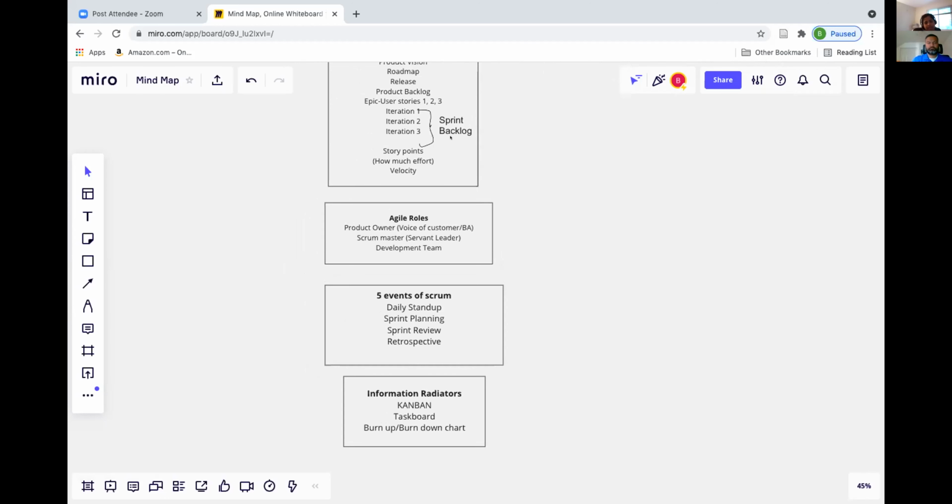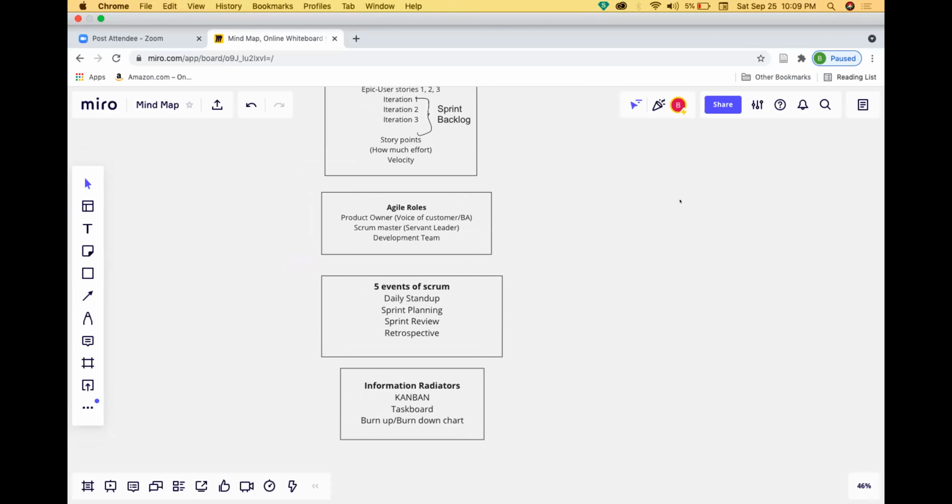Then below we have certain important roles in the agile project, starting with the product owner. He is the voice of the customer, and he will be directly interacting with the customer to get all the requirements for building the product. Then comes the scrum master. He is a servant leader who takes care of the team development, and he mainly focuses on removing obstacles and impediments. Then there is the development team. They will be working on the deliverables. So these are the three major roles in agile.